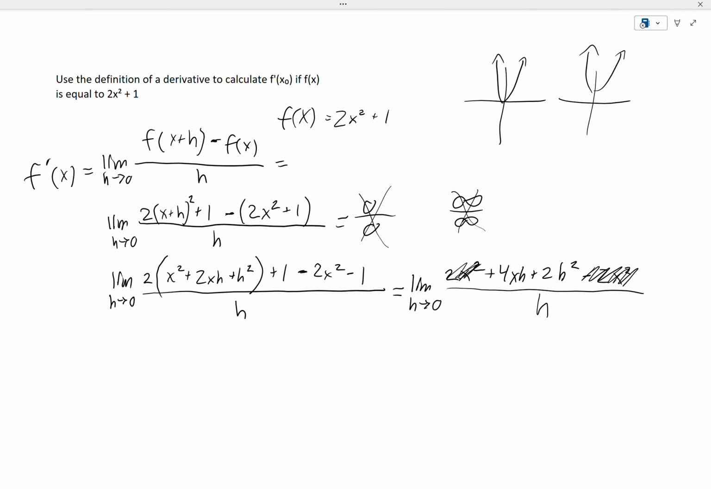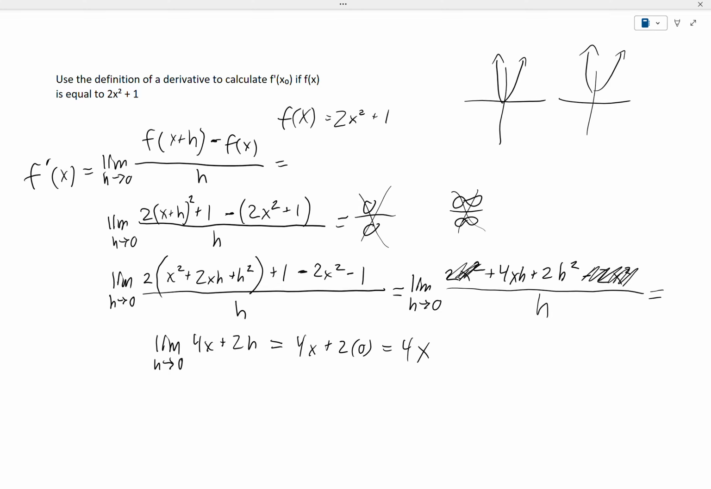And there's a factor of h on the top and bottom, which means that I can cancel that h. And up until this point, if you were to plug in 0 for h like we initially tried, you would have got 0 over 0 for each time you tried it. But now this is the step that changes it, because I'm factoring out that h and it cancels in the numerator and denominator. And now that it cancels, I can plug in 0 for h. And if I do that, I get 4x plus 2 times 0, which is just 0. So this becomes 4x.